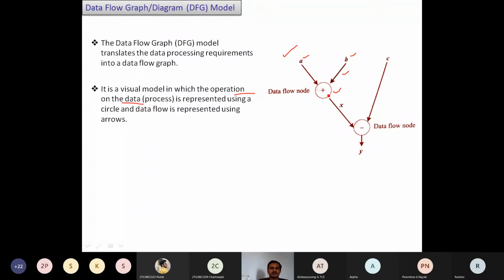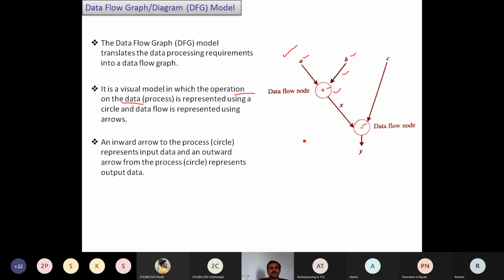Okay, so the process done by each circle is mentioned within that circle itself. Plus is nothing but an addition task, minus is nothing but a subtraction task. And flow is there through the arrow marks. Then an inward arrow mark to the process, to the circle, is known as input.